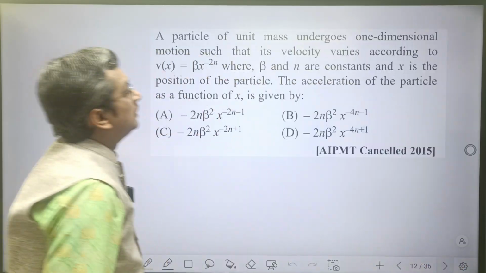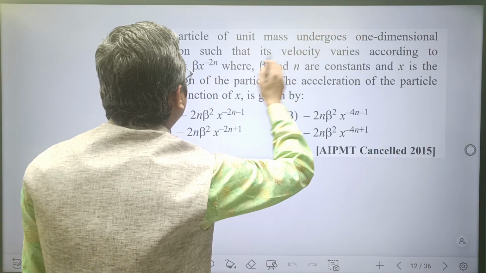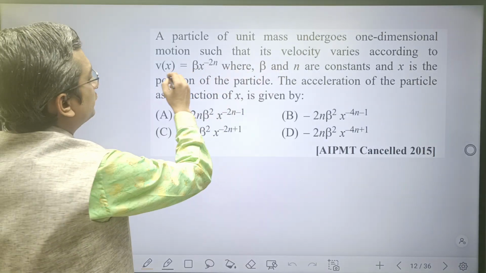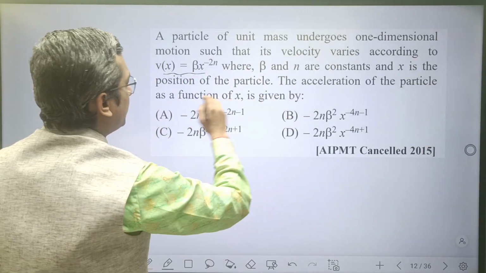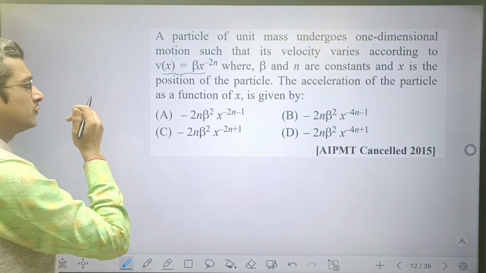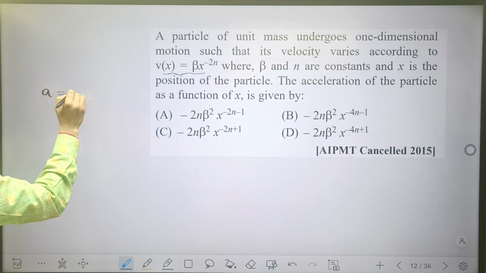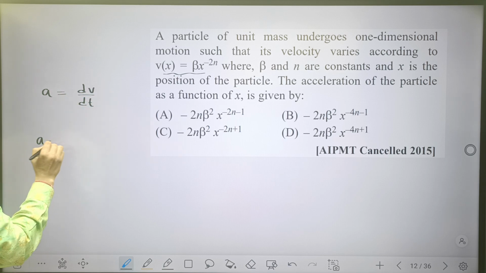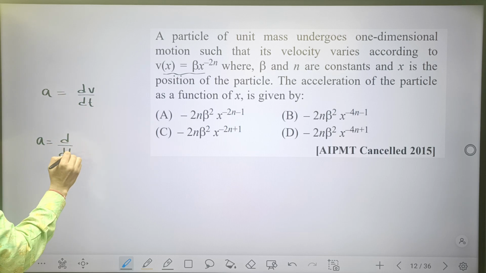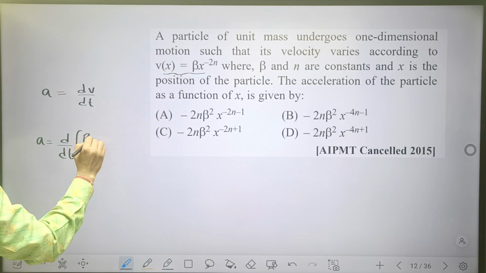Next, a particle of unit mass, that is 1 kg mass, undergoes one dimensional motion such that velocity is given in this way. The acceleration of the particle as a function of x is given by. So we have to find acceleration, isn't it? So acceleration is given by dv by dt. So here a is equal to d by dt of, and since v is given as beta x to the power minus 2n.